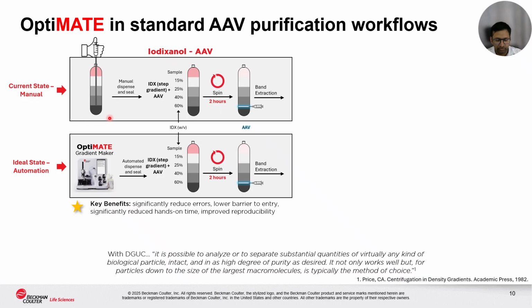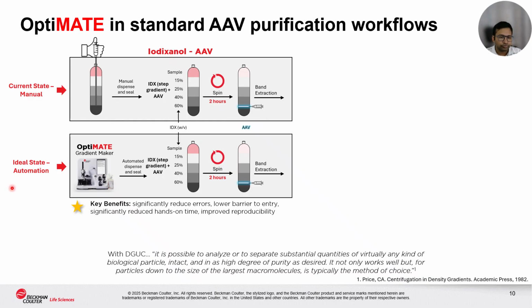Then we will first describe the current state where you manually set this up. You will either overlay or underlay these various layers of concentrations of iodixanol to create the step gradient, after which you will dispense the sample on top, and that is shown in red here. You manually dispense this, then you seal it, and then you do an ultracentrifugation for about 2 hours at high speed. And then at the 40%, 60% interface, you will be able to pull out your capsid band of interest, which will have enriched full capsids, but you may not always be able to visibly observe these.